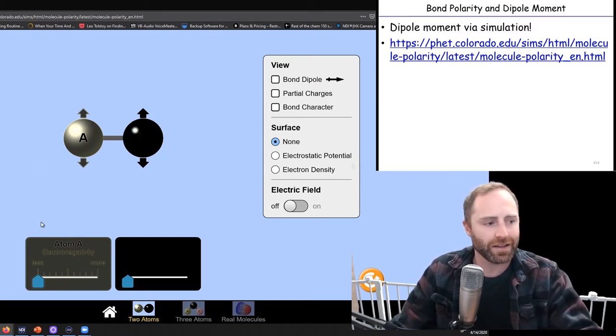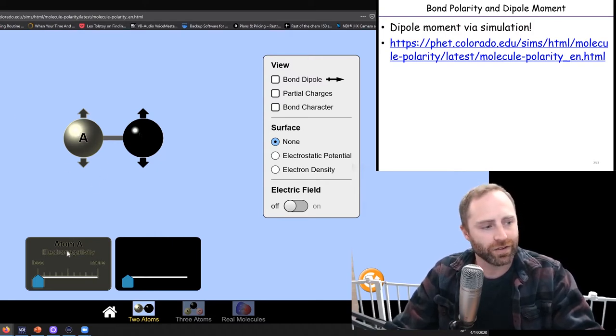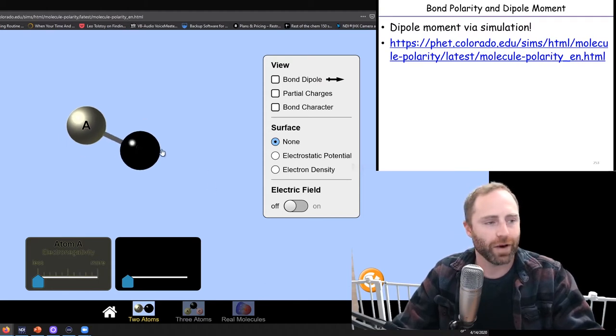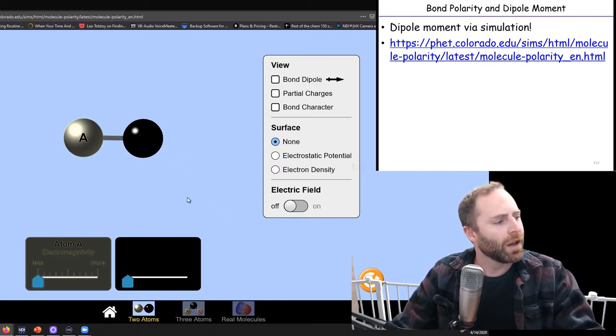What it has is it says atom A, so the gray atom right here, and it's going to have the electronegativity on a sliding scale. So we can make the atom more electronegative or less electronegative. And the black box has the same thing, but for atom B here, the black atom. That's a nice comic book reference.